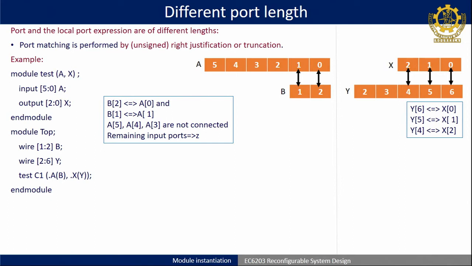Second situation is if we are associating vectors. I told that scalars we can't associate with vectors, but let us say we are associating vectors and there are vectors which are of unequal port length, or the lengths are not equal. Okay. So, two situations we have taken, one is again input, another is again output. Okay. So, port and local port expressions are of different lengths, what I told. So, in this case what happens, the simple summary is that port matching is performed by unsigned right justification or truncation.